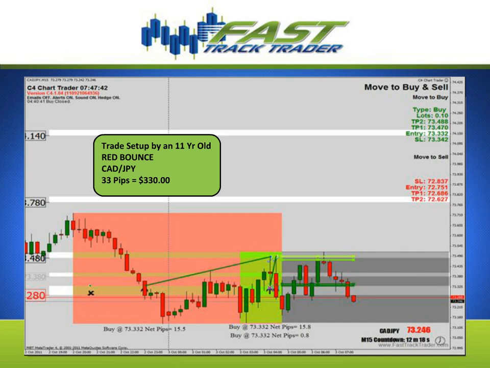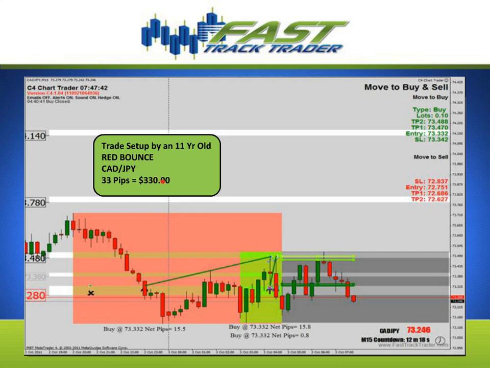An 11-year-old came in, parked an order, went to bed. This happened overnight. We're looking at something that happened late into Tokyo and moving into the London session before we really saw any movement here. So she parks this order, goes to bed, because 11-year-olds go to bed at 8:30, 9 o'clock. And next morning she gets up, 33 pips. That's pretty amazing, guys. Did it while she was sleeping. 33 pips. That's $330 on a standard account.